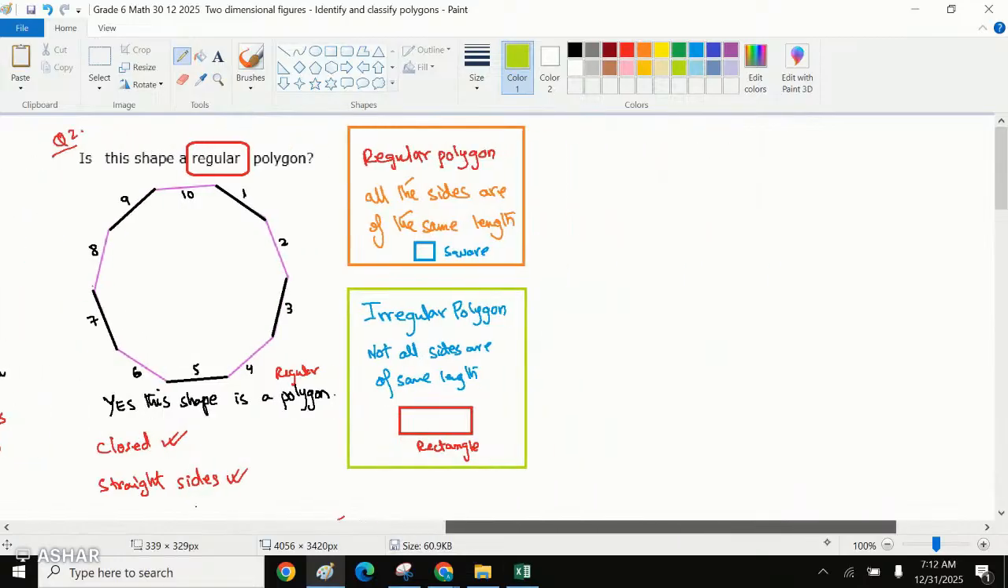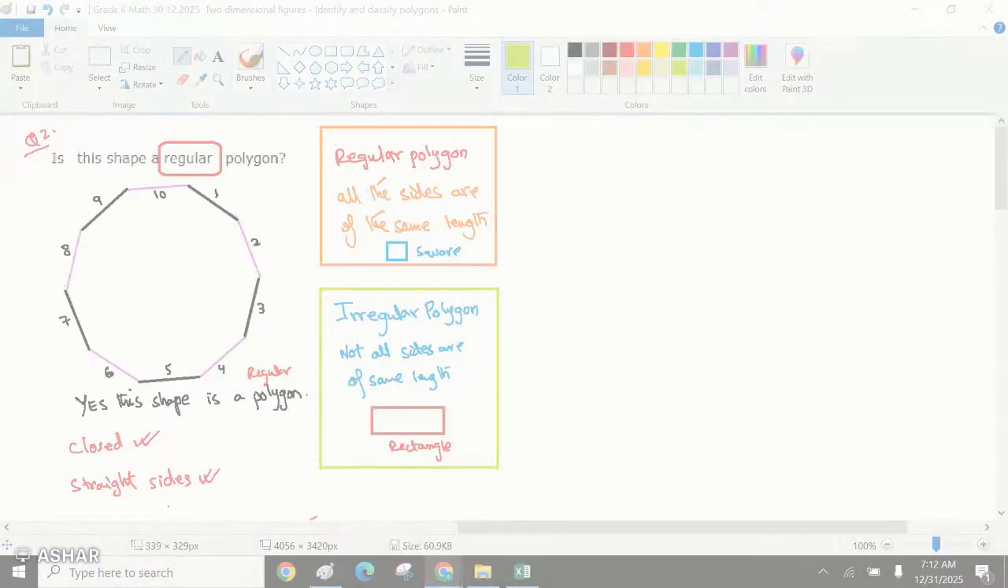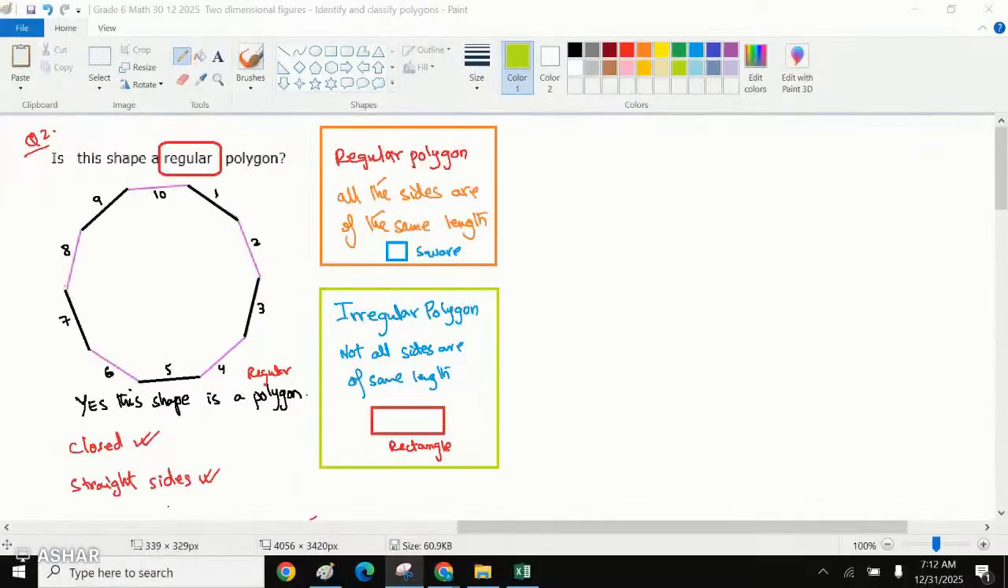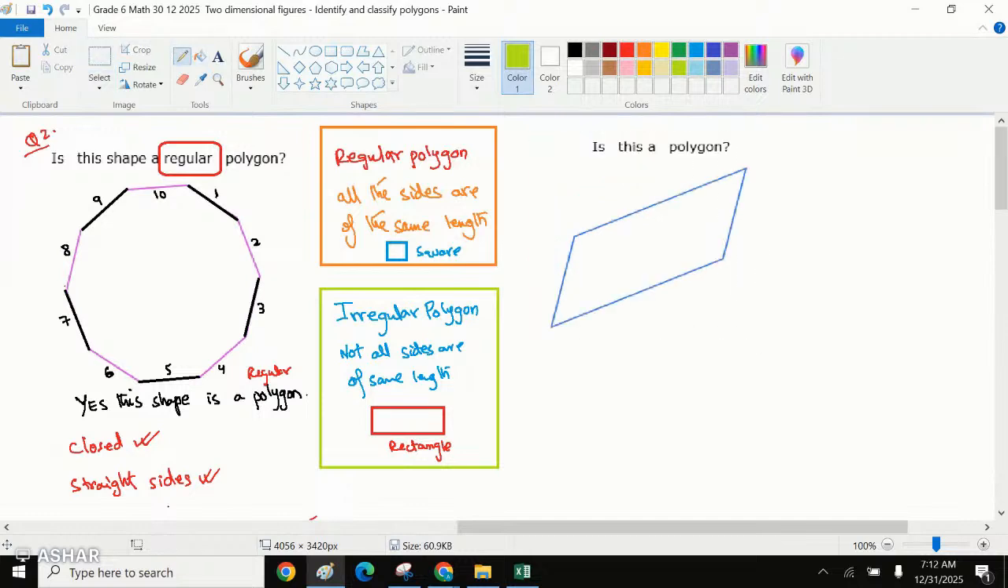Okay, let's try another question, another example. The next question we have is a different shape. It's a four-sided shape, and they're asking us if this is a polygon. You would have the same questions on your screen. I'm just copying the questions from the website, right? And we would try to input more examples into it. Let's say this was question number 3, and they're asking us, is this a polygon? Is this a closed shape?